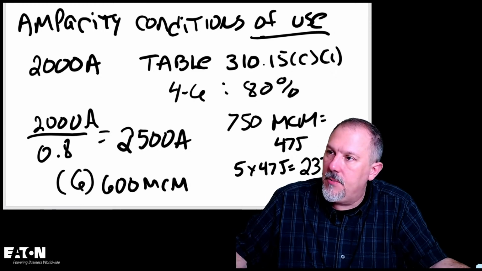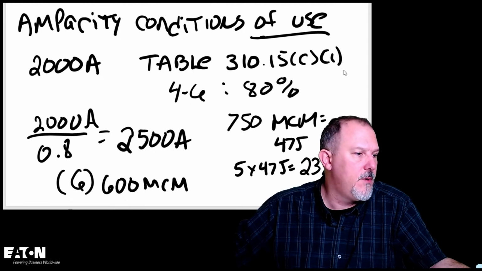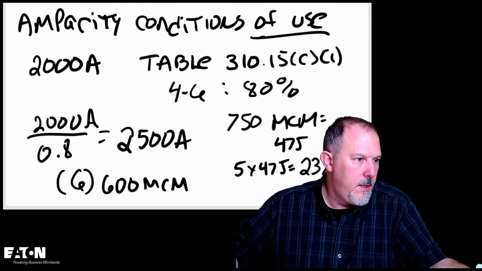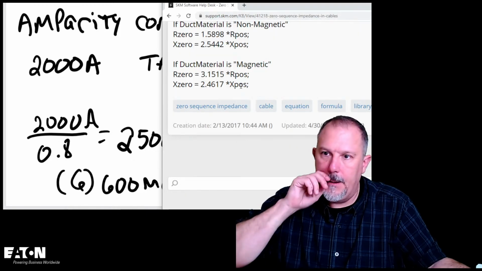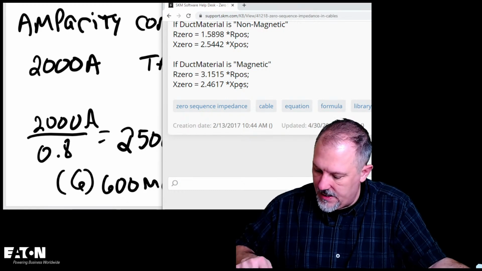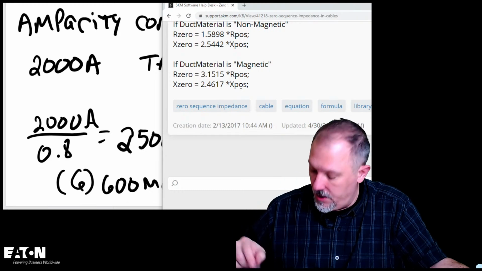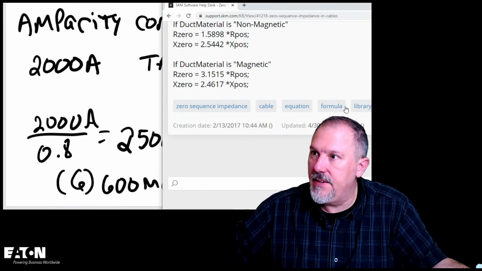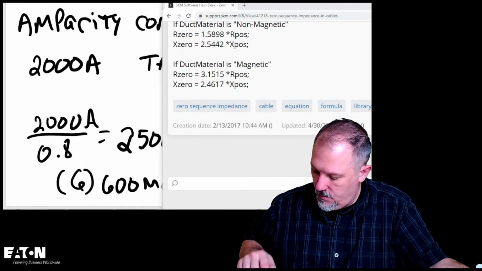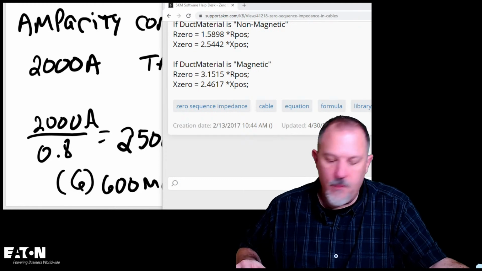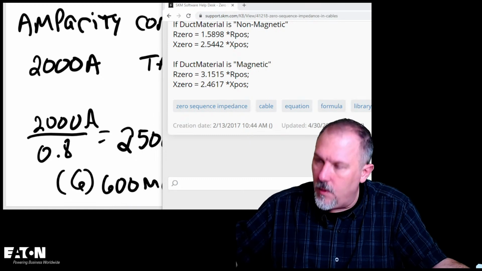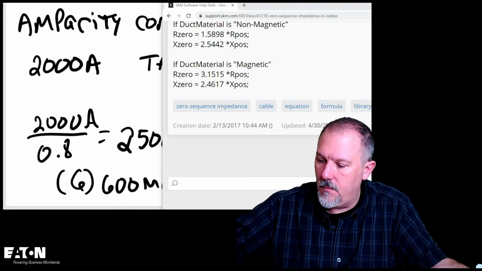Okay, and then I've got to put my 0 sequence in. What did we say the numbers for 0 sequence were? 3.1515 times 0.025 is 0.0788. 0.048 times 2.4617 is 0.1182.